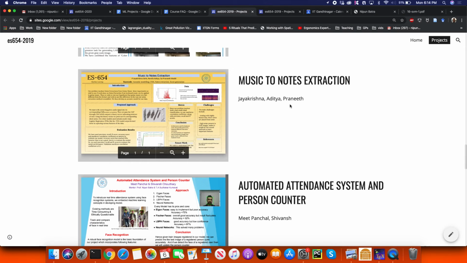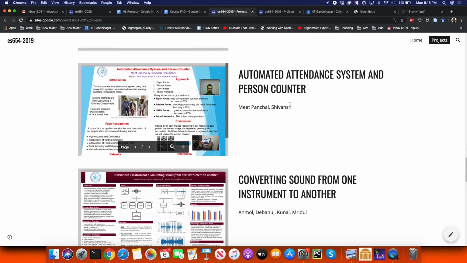There is another project which is fairly similar, where, let's say you play a specific set of notes in one instrument, the machine learning system is able to create the same notes in another instrument. So guitar to piano, piano to guitar, etc. Again, there will be some limitations to what can be done. People created an automated attendance system and person counter. For example, if there is a camera here, that can use computer vision to get who all are present and the number of people. Again, there will be some ethical issues related to all of these.